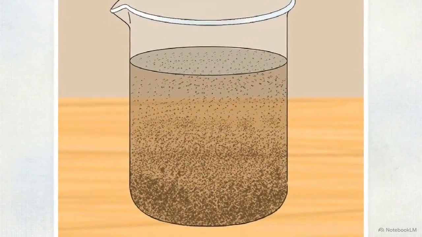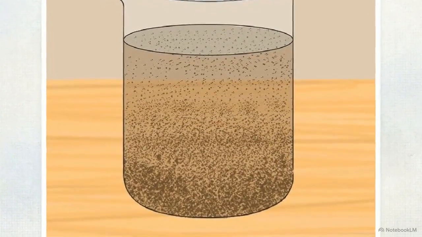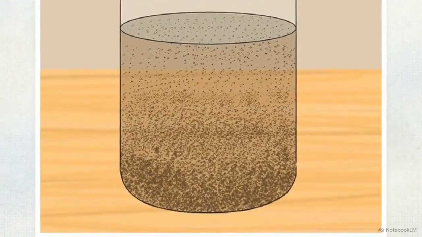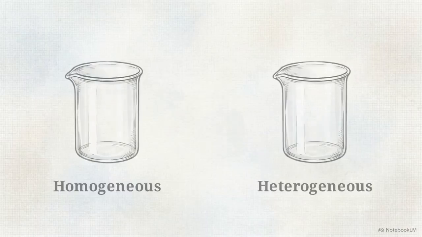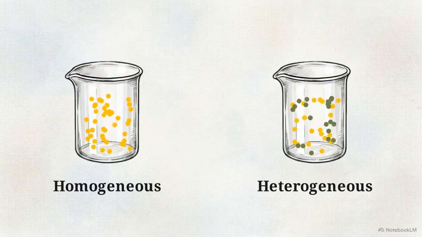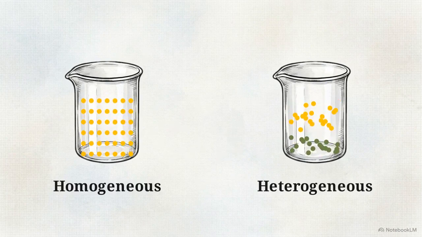Here, the composition is not uniform. You can clearly see distinct sand particles suspended in the water, and over time, gravity pulls those heavy pieces to the bottom. So our baseline classification rule relies entirely on physical uniformity. We look at whether the substances distribute evenly or remain distinct.